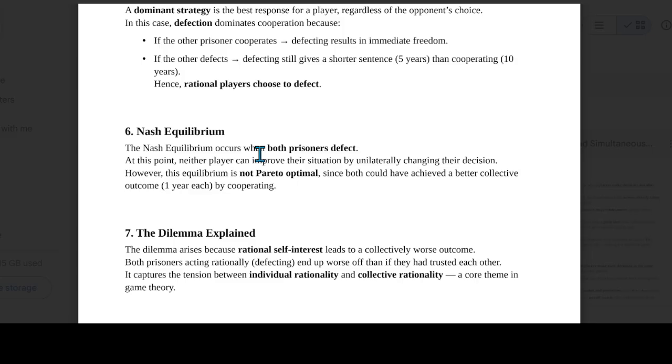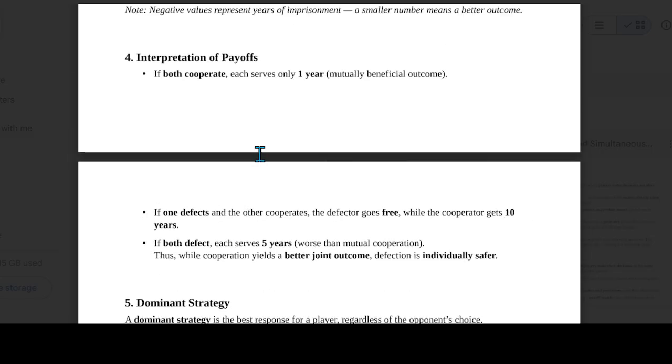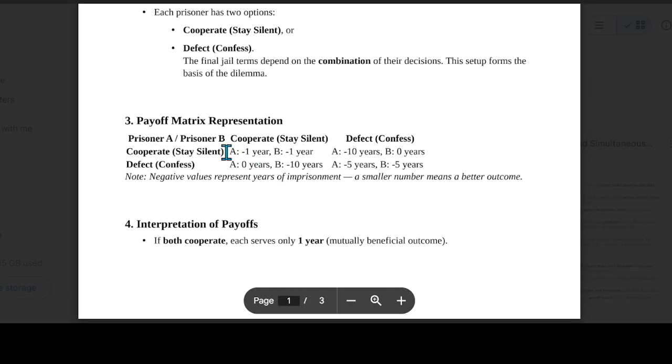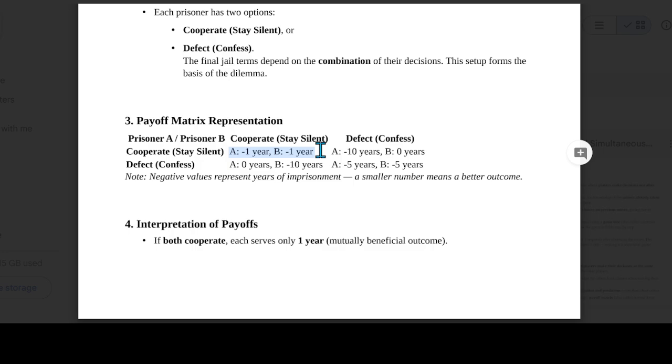ठीक है, but if we look over here, what is the best actual outcome? The best actual outcome is that both of them stay silent. ठीक है, but what is happening is that the equilibrium that we have, the equilibrium of both of them defecting, is a stable outcome. Okay, it is not the best outcome. Obviously you can see कि 1 year comma 1 year is the best outcome, so it is a stable one. This equilibrium is not the best outcome.